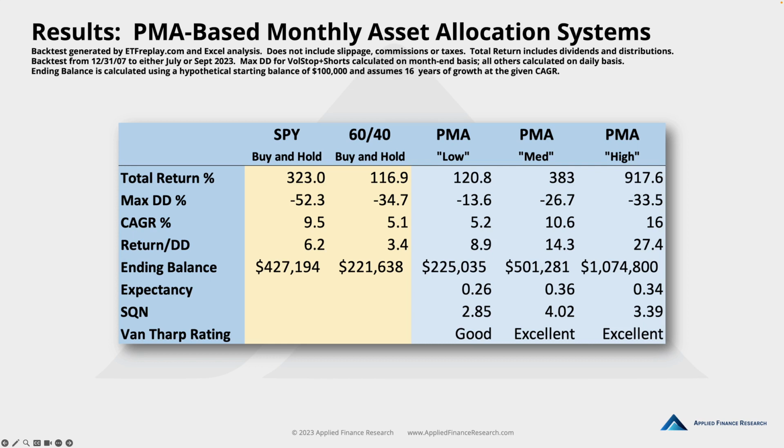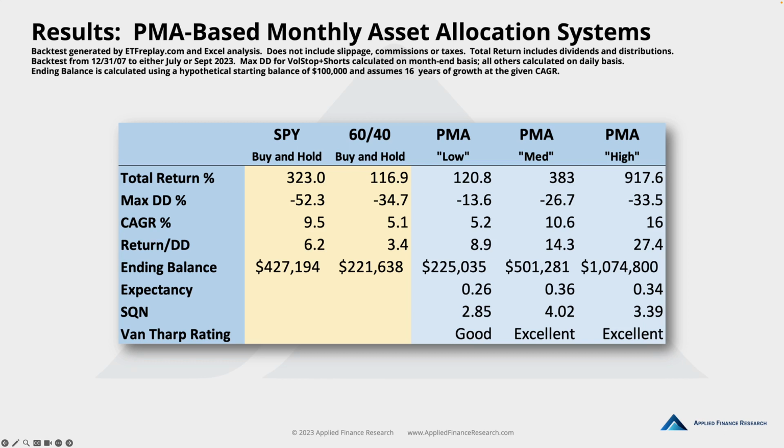On the left in tan, the first column is the buy and hold performance of the S&P 500, and the second column is the buy and hold performance for a globally diversified portfolio comprised of 60% stocks and 40% bonds. Here we see that PMA medium and PMA high both outperform the S&P 500 on all of the first 5 metrics in the left column. That would be total return through ending balance. And you'll also notice that while they beat the S&P on all 5 of these metrics, they do it on a lower maximum drawdown than 60-40 buy and hold, which is phenomenal.